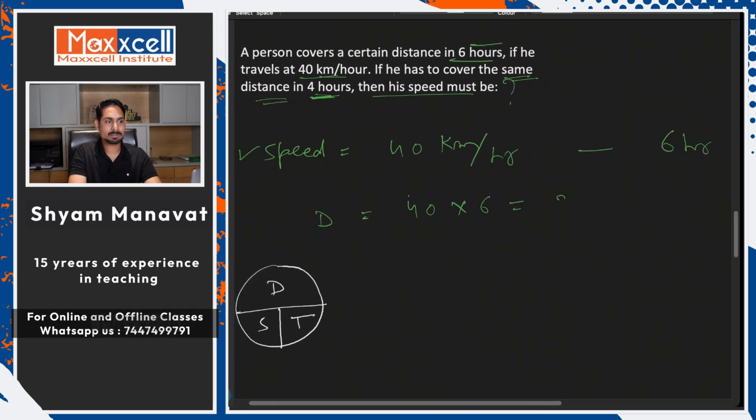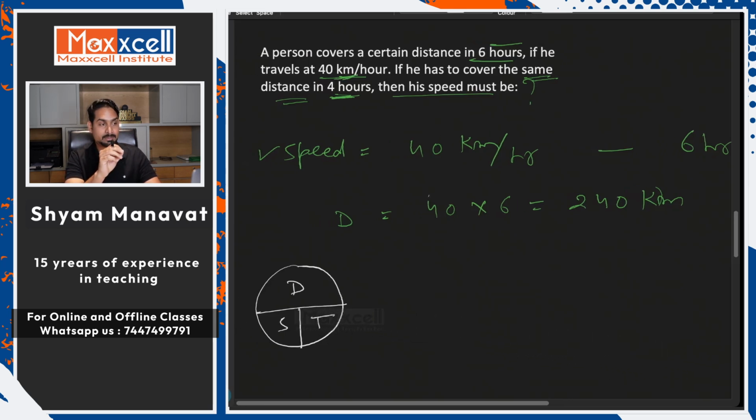So 40 km/h multiplied by the time, which is 6. So distance is how much? 240. What is the unit of distance here? Kilometer. In speed time distance, you have to be very careful about units. You need to check whether the units are the same or not.